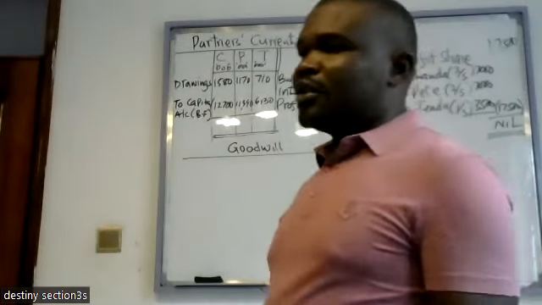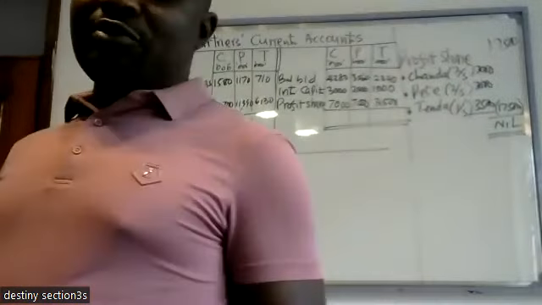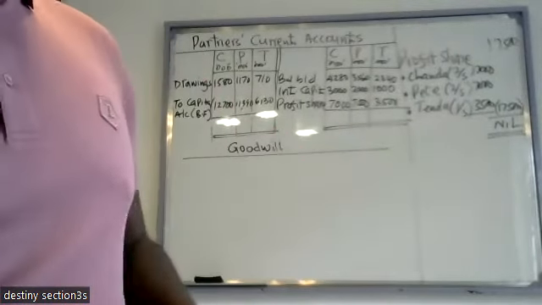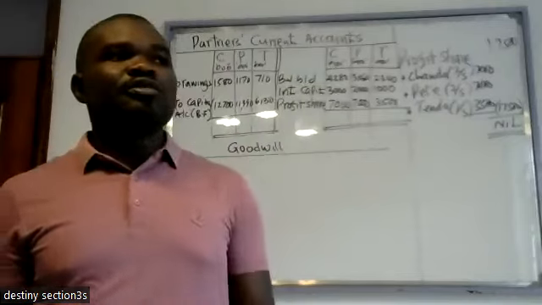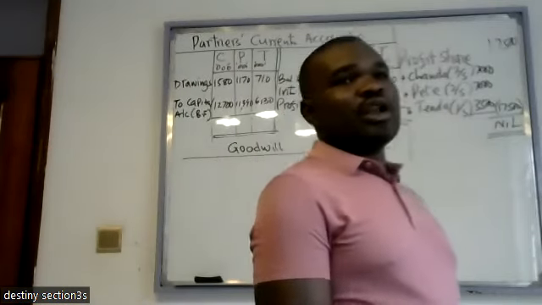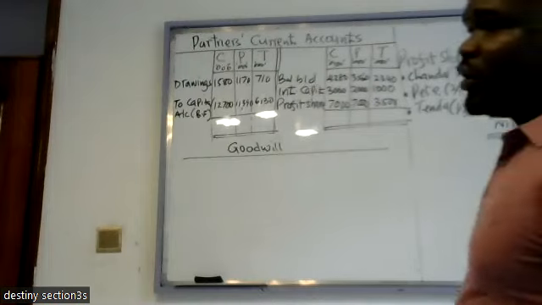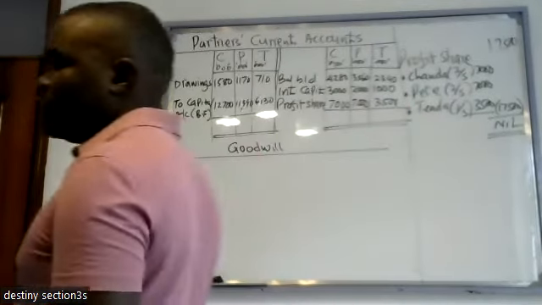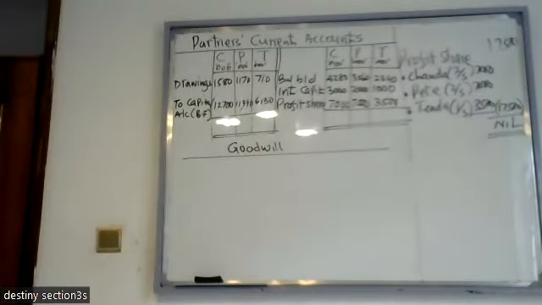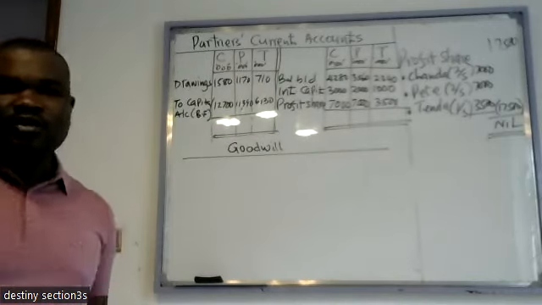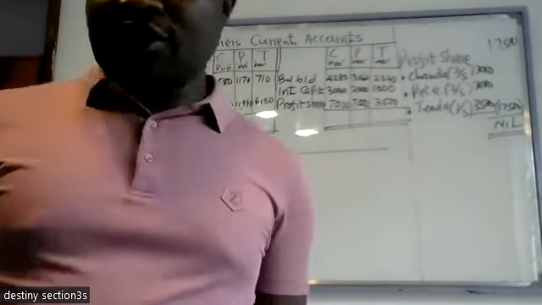So how do we calculate goodwill? I just want you to tell me the formula from our group accounts. What is the formula for determining goodwill? What minus what? I want to check whether we can recall our formula. Purchase consideration minus net assets acquired.